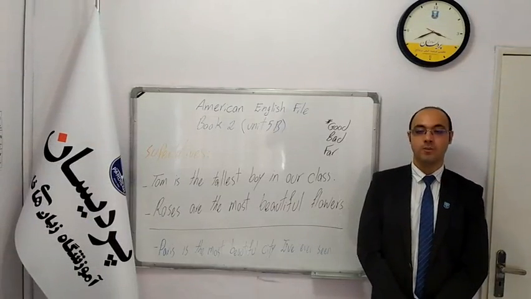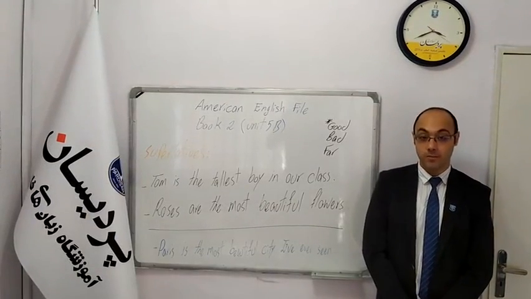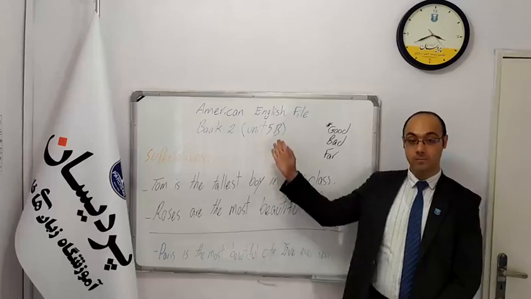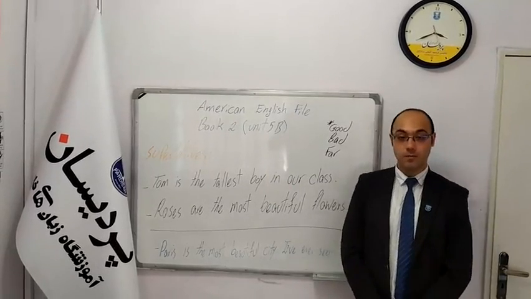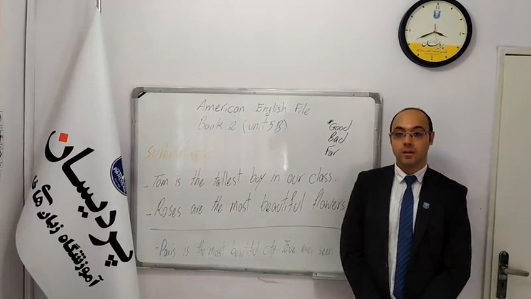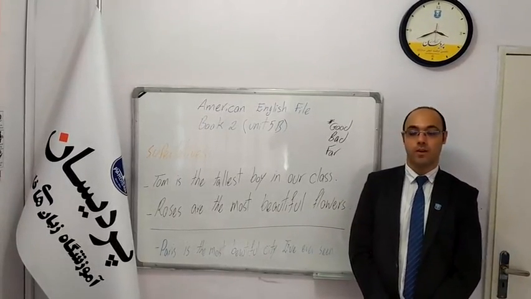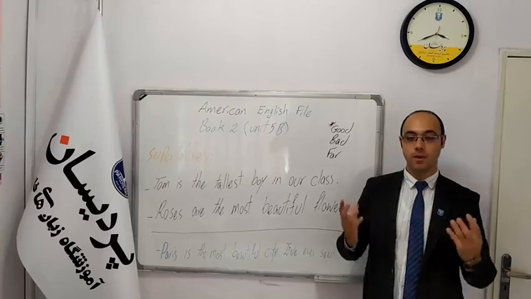Hello everybody. Today I'm going to teach you American English File, Book 2, Unit 5b. In Unit 5b, we have superlatives. When do we use superlatives? We use superlatives in order to compare one option or one item with a group.